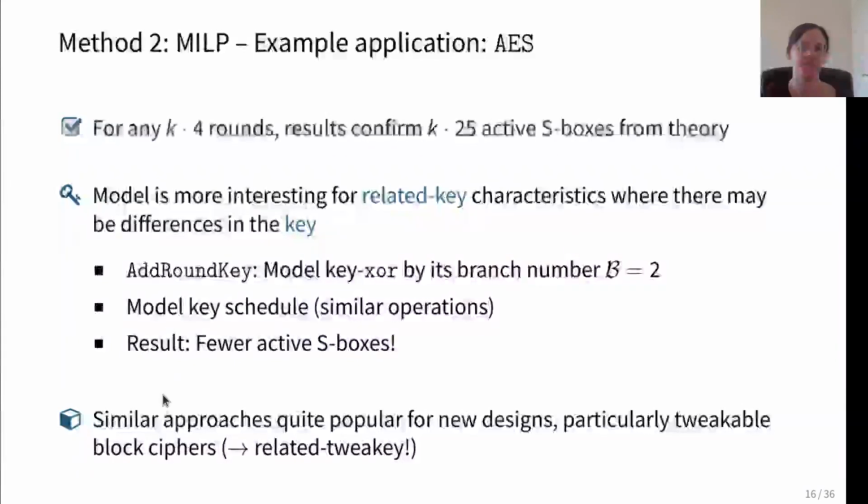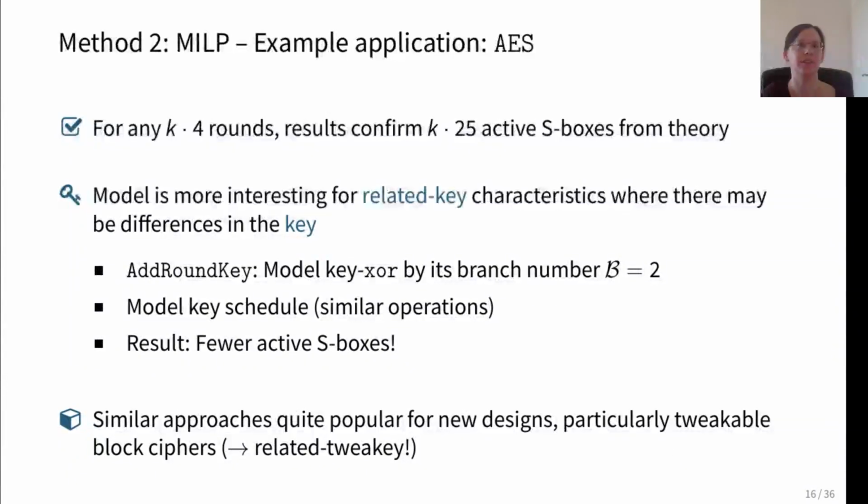And similar approaches to this are quite popular in new designs, and in particular in tweakable block ciphers. Because while related key attacks are maybe not so great, related tweak attacks are quite practical because the tweak is usually under the influence of the attacker. So a related tweak characteristic is something that is easily exploitable. And doing proofs by pen and paper is a lot harder in this related tweak scenario. So this is where MILP solvers are very useful.